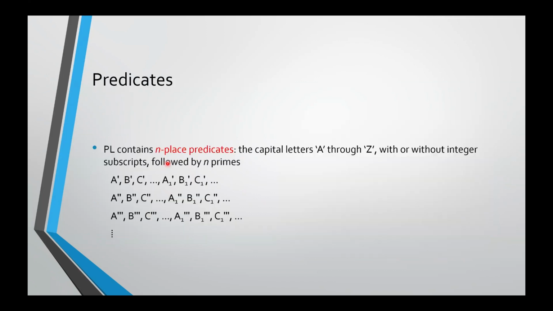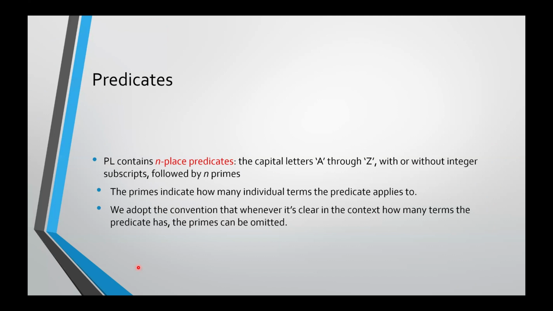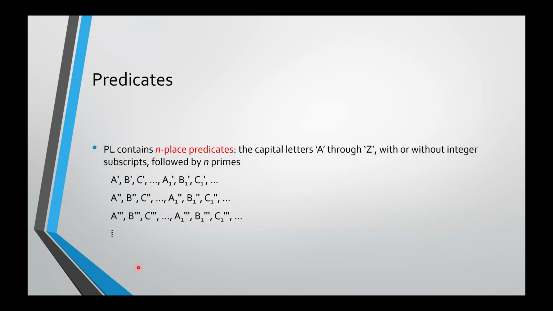Okay. The next set of entities that we're going to look at in PL are predicates. So PL contains n-place predicates. These are the capital letters A through Z. They can also have integer subscripts, and they're followed by n primes, officially speaking. So you have your 1' predicates, 2' predicates, 3', and then so on for any finite number of primes. What the primes do is indicate how many individual terms the predicate applies to. So these are 1-term predicates, these are 2-term, 3-term, and so on for any finite number of terms.